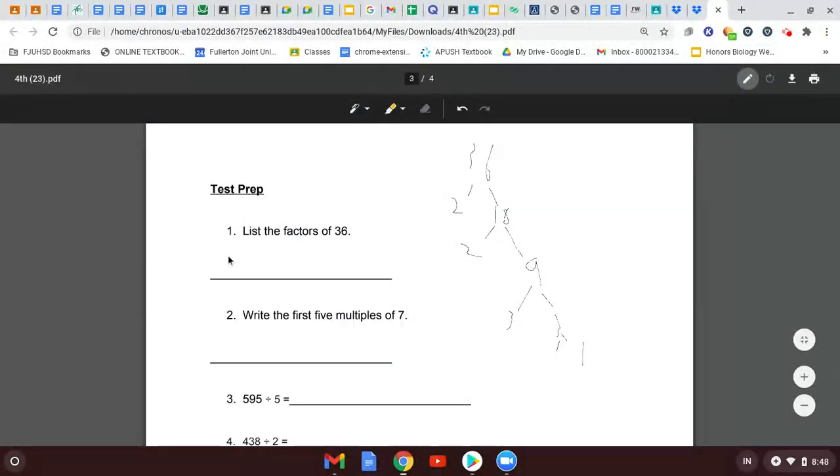So the factors are 2, 3, and then 9 is also a factor. 18 is also a factor. And then 4 is also a factor because 2 times 2 is 4. And then 6 is also a factor because 2 times 3 is 6. And 12 is also a factor because 4 times 3 is 12. Okay.